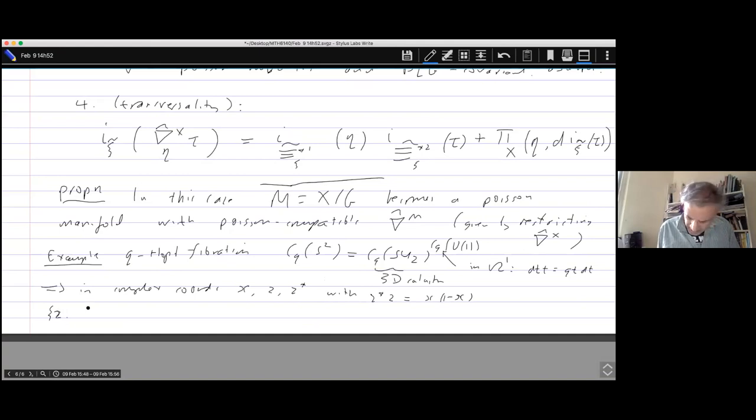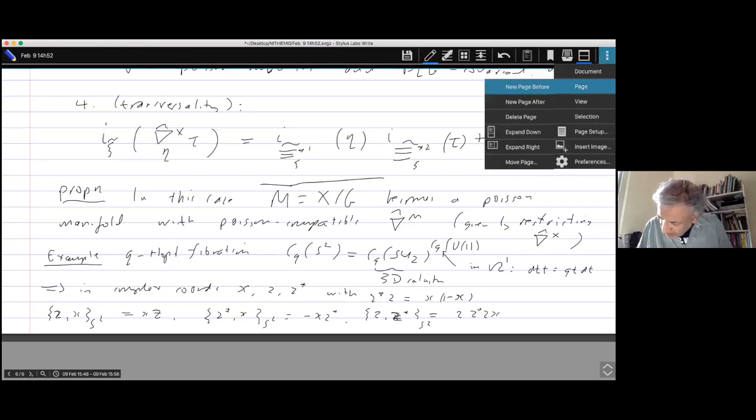And I'll just give you, not too complicated to write out, S2. This is xz, z star x minus xz star, and zx star, zz star is S2 is 2z star zx. If you want, it's like x squared 1 minus x squared. And so that's nice.